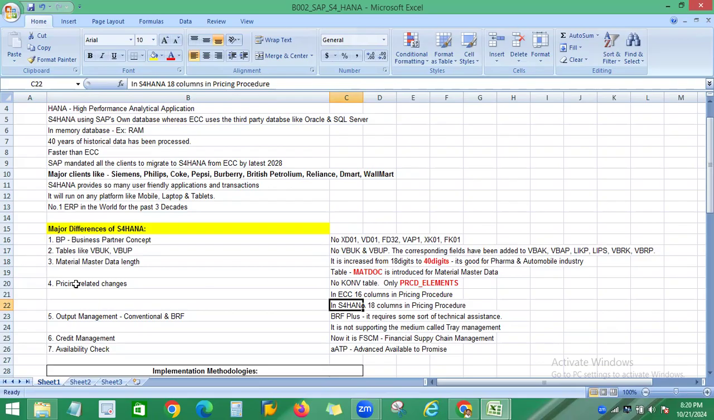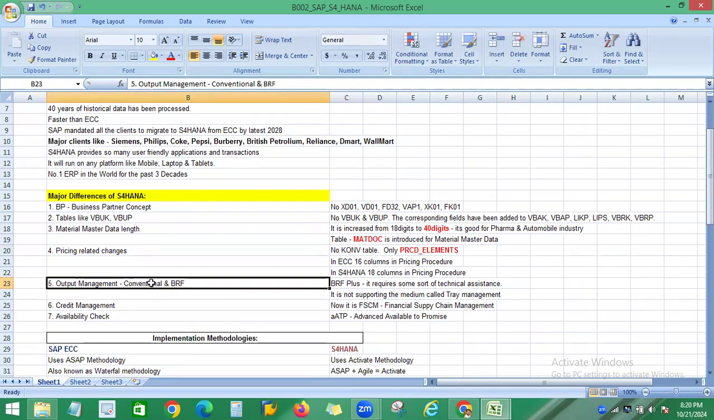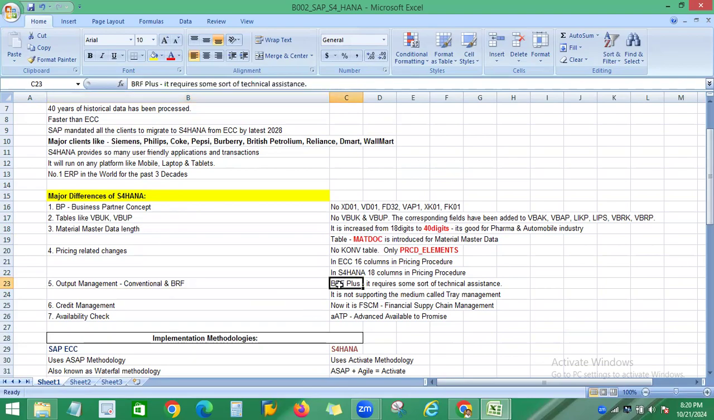Okay. So the next parameter is output management. Regarding output management, in SAP the traditional output is there. Along with that, BRF plus is introduced. To set up BRF plus, we require technical team help, like the ABAP team. And one more thing in output management: it is not supporting tray management.